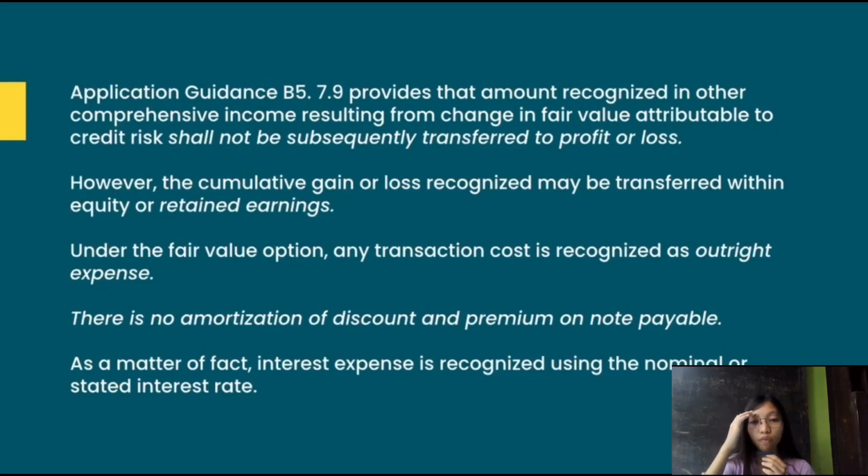So, the change in fair value attributable to credit risk. According to application guidance B5.7.9, the amount recognized in other comprehensive income, or OCI, attributable to changes in the fair value of a financial liability deriving from credit risk shall not be transferred to profit or loss. This means that any gains or losses resulting from credit risk are not moved to the ordinary income statement.